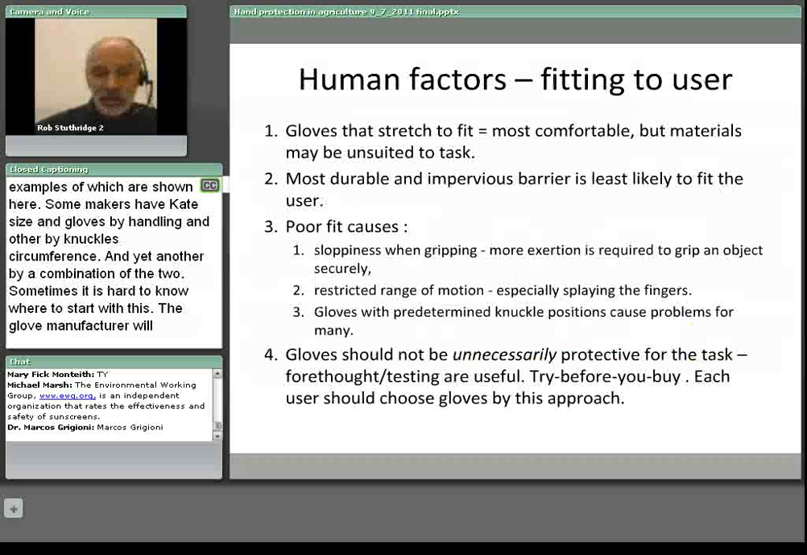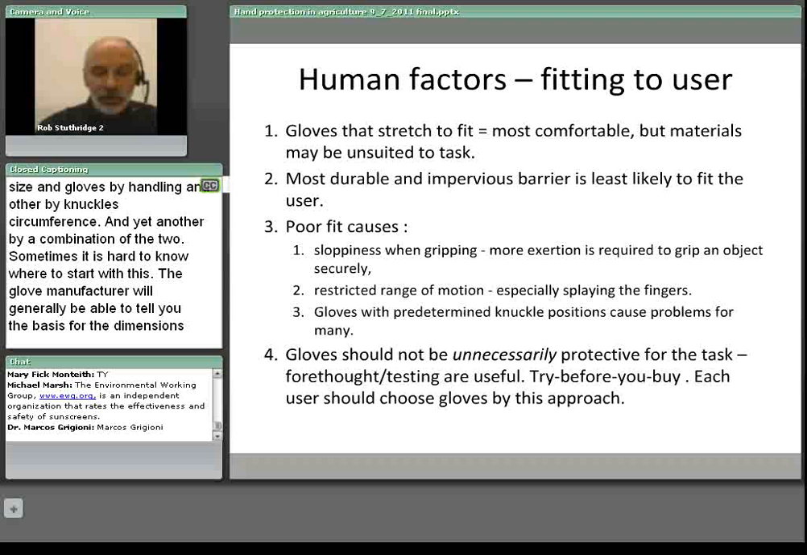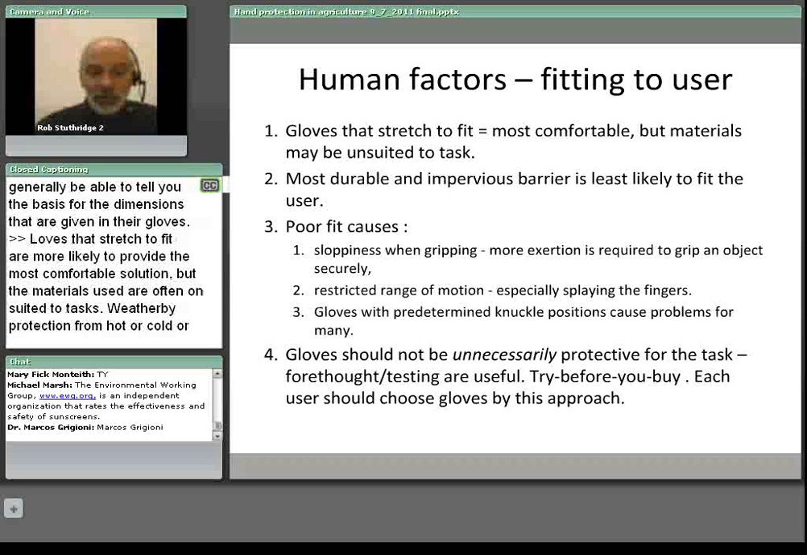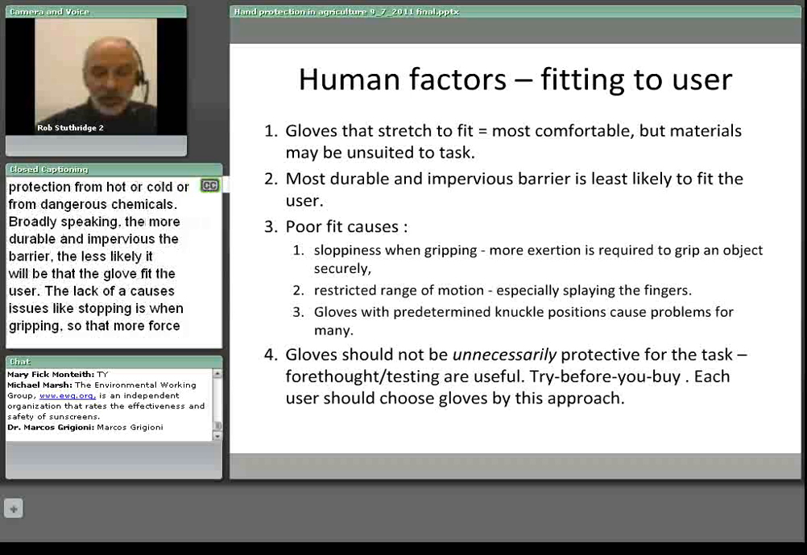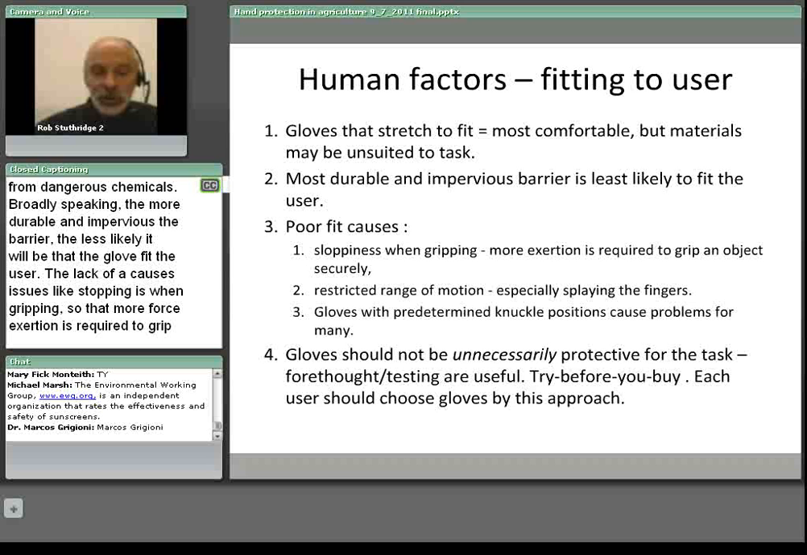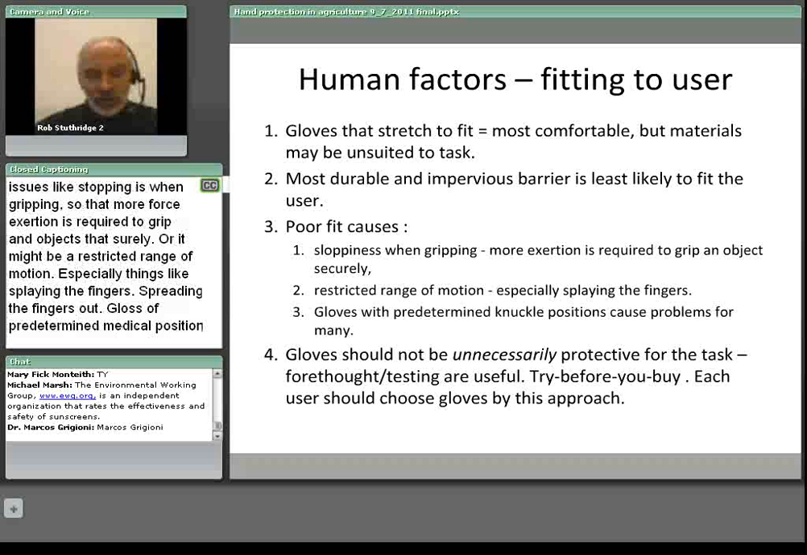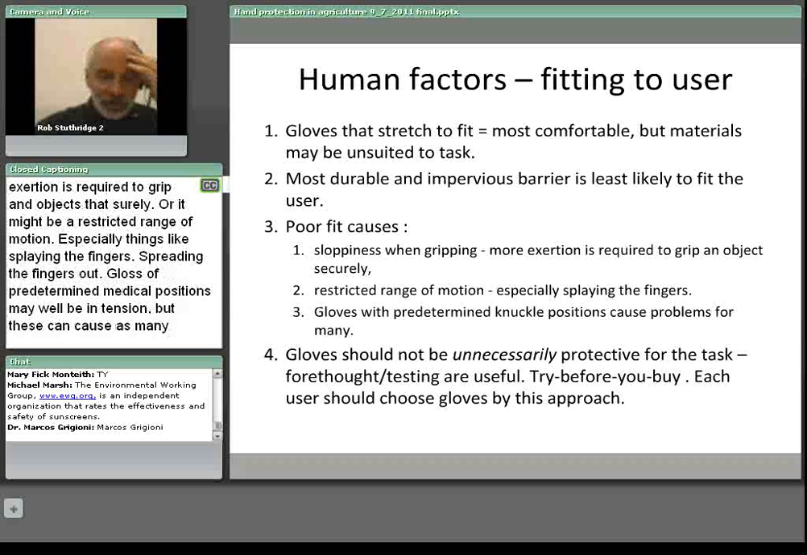Gloves that stretch to fit are obviously more likely to provide the most comfortable solution, but the materials used are often unsuited to tasks, whether it be protection from hot or cold or from dangerous chemicals. Broadly speaking, the more durable and impervious the barrier, the less likely it will be that the glove fits the user. The lack of fit causes issues like sloppiness when gripping, so that more force exertion is required to grip an object securely, or it might be a restricted range of motion, especially things like splaying the fingers, actually spreading the fingers out. Gloves with predetermined knuckle positions may be well-intentioned, but these can cause as many problems as they solve. It's for this reason that gloves should not be chosen that are unnecessarily protective for the task.